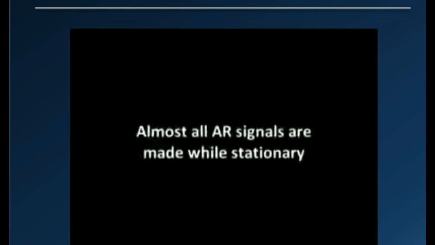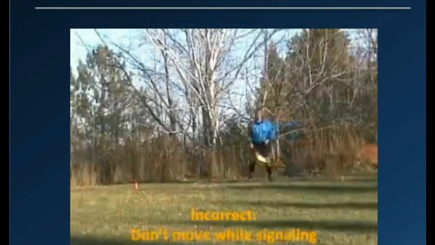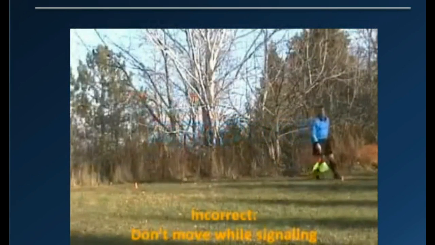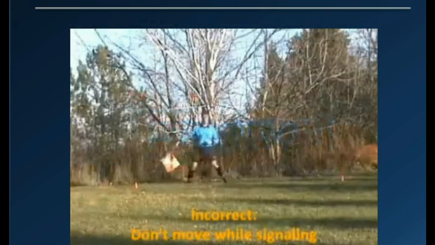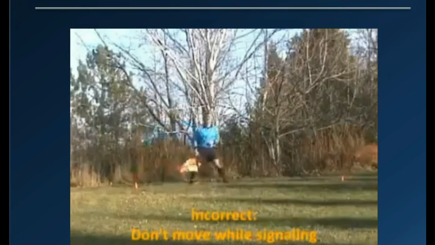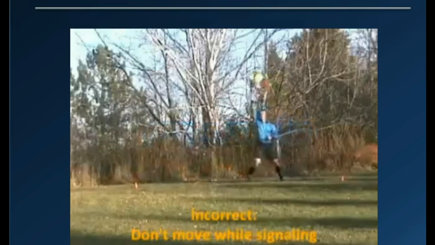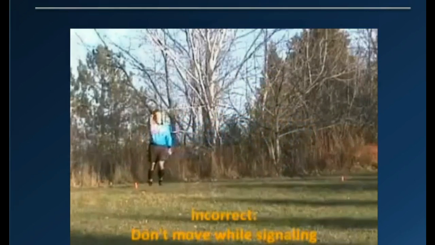One other important point that applies to almost all of the AR signals: these signals are made while stationary. There is one exception that we will cover at the end. A common error by inexperienced ARs is to signal for a restart while shuffling or running, and this is quite incorrect. For just about every AR signal, the AR should stop, face the field, and attempt to make eye contact with the referee before raising the flag.